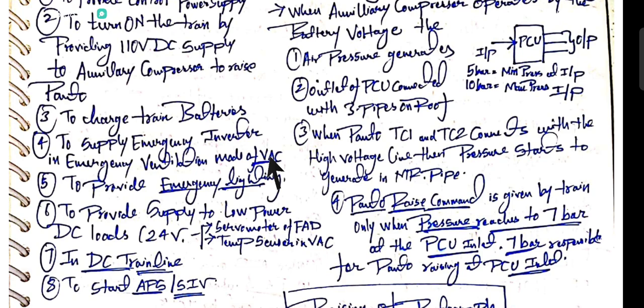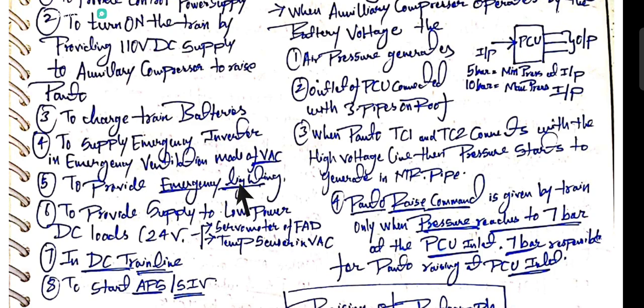the emergency inverter with the help of 110 volt DC supply, which will convert 110 volt DC into 3-phase 415 volt AC. And this 3-phase 415 volt AC is the input of the evaporator fan blower, which will start to work, and it would provide ventilation in the saloon, due to which passengers will not feel any discomfort in case the VAC fails. Okay, so in simple words, we can say 110 volt DC is needed to supply the emergency inverter in emergency ventilation mode of VAC.